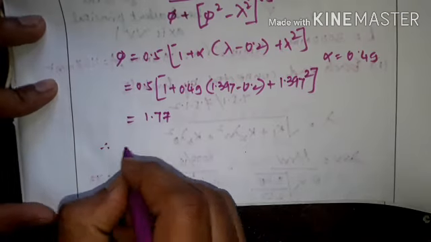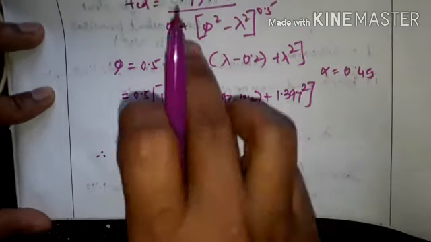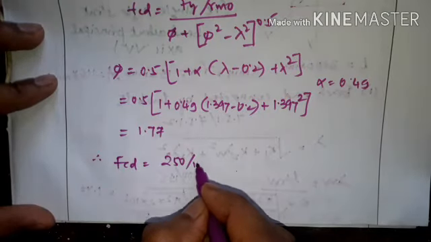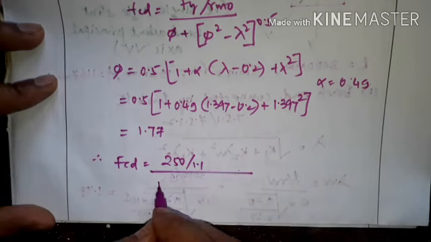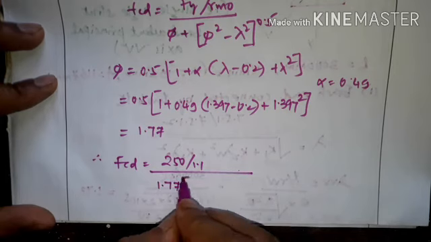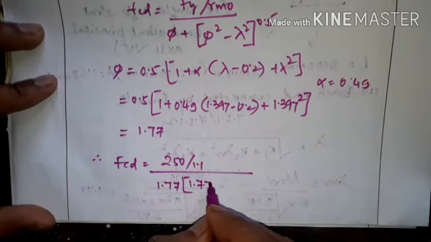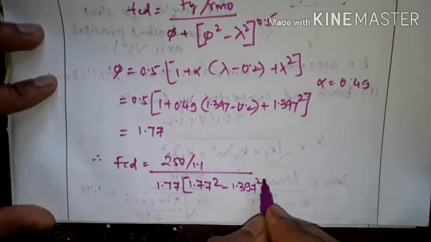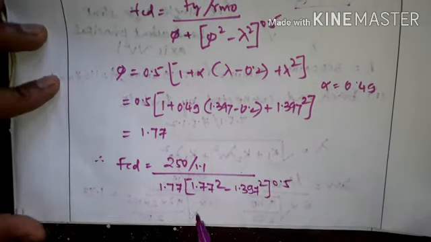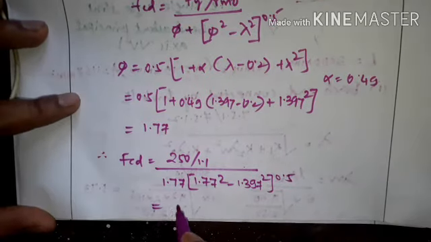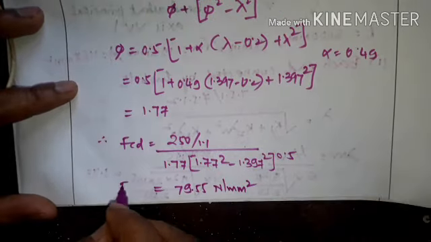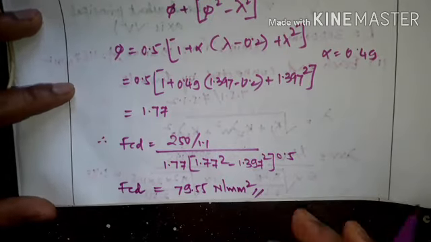So therefore FCD is equal to, you have to substitute in this formula again. FCD is equal to 250 divided by 1.1, divided by bracket of 1.77 plus square root of phi square, 1.77 square, minus lambda 1.397 square, raised to 0.5. So we will get the FCD value as 79.55 Newton per mm square.